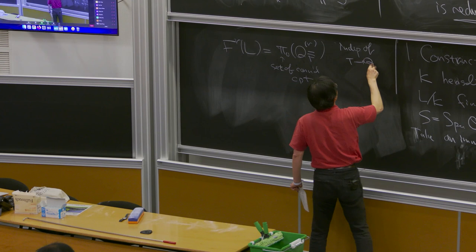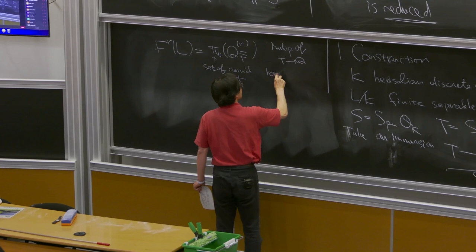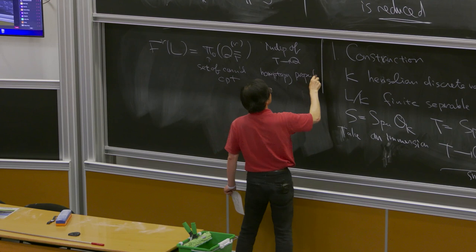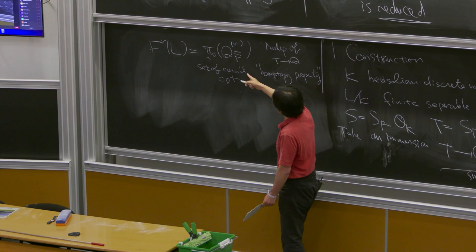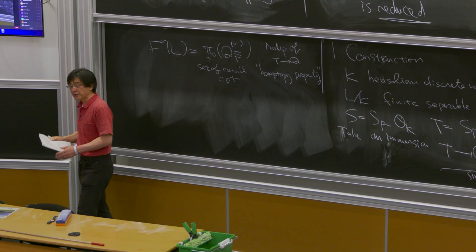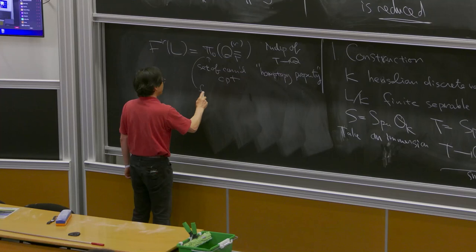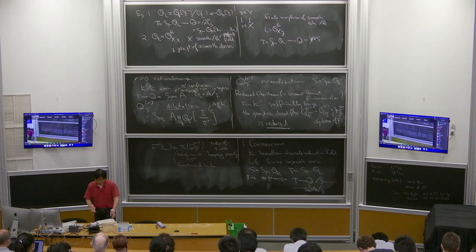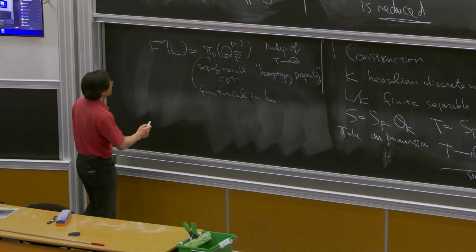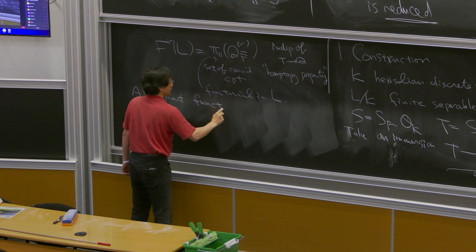I don't give a proof of this fact, but this is also some homotopy property. So this is independent of this choice here and also K prime there. So this depends only on L, and this construction is functorial in L. So we get some functor, and this is in fact a quotient functor of the fiber functor.